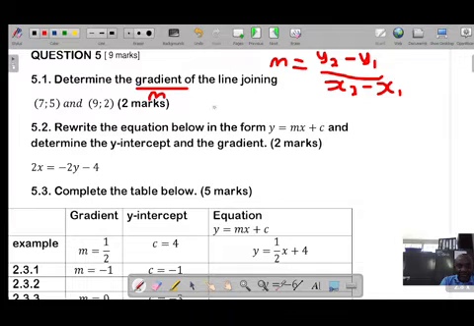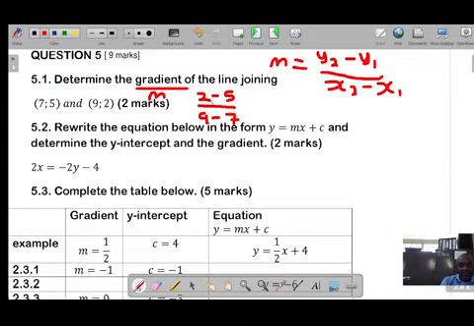Okay, so when I'm going to get my gradient m, it's going to be y2, which is 2, and then minus y1, which is 5, divided by x2, which is 9, and then minus x1, which is 7. So now you need a calculator maybe, but I don't.